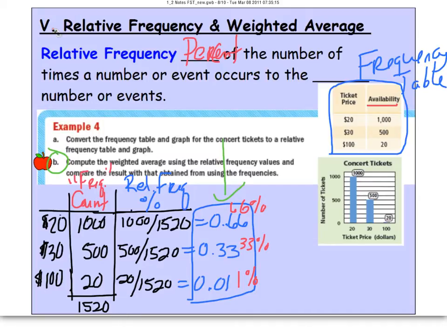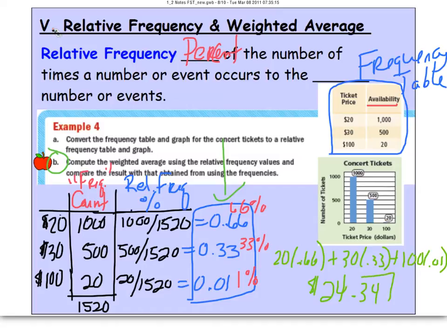Well, you can actually use these relative frequencies. What you would do is very similar. All you do is take the percent times the ticket value, that percent times that, and add them up. So I could say $20 tickets at 0.66 plus $30 tickets at 0.33 plus $100 tickets at 0.01. If I do that, I'm going to get the same value of $24.34. So that's just another way to calculate a weighted average, but this time using relative frequencies versus total counts.